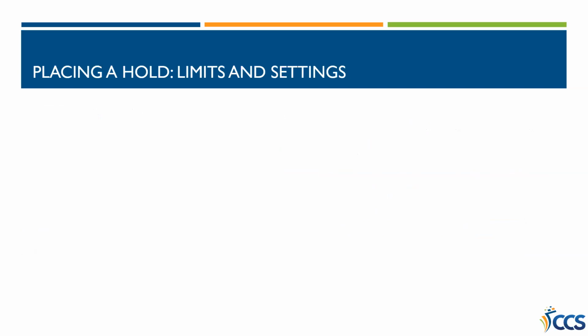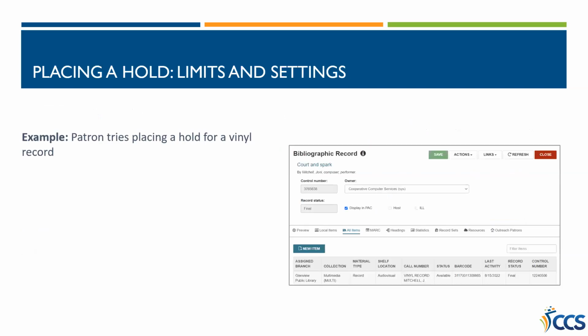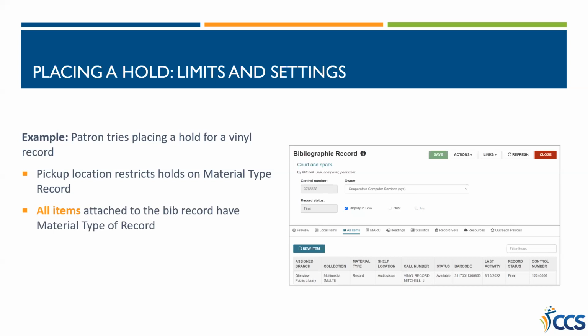Now, the next example I want to show you is what happens if there is a restricted material type. So you will usually encounter this with specialty items. Again, equipment type stuff or technology pieces like laptops. So in this example, we have a patron who is trying to place a hold for a vinyl record. However, the pickup location restricts holds on material type of record. So basically, all items attached to this bib have a material type of record and so are ineligible to fill that hold.